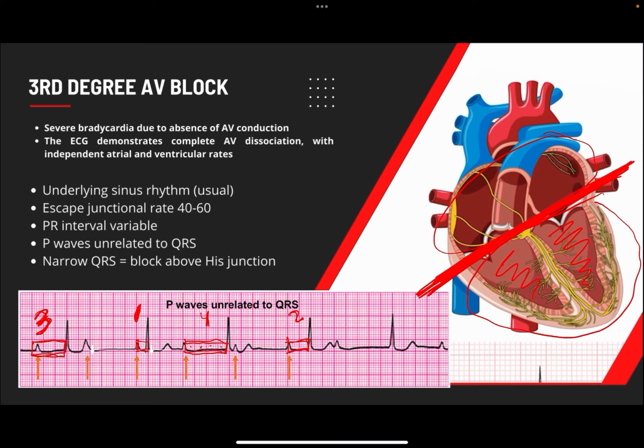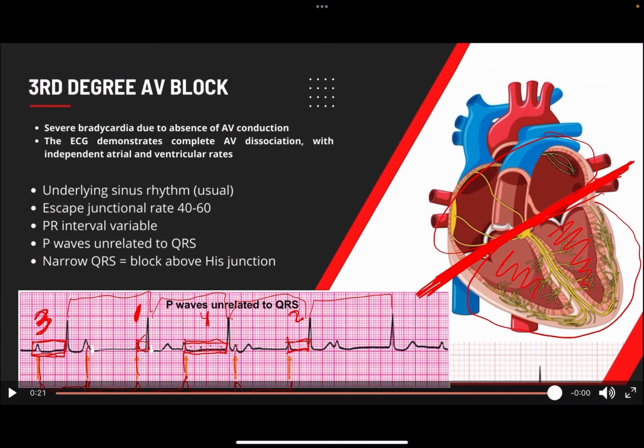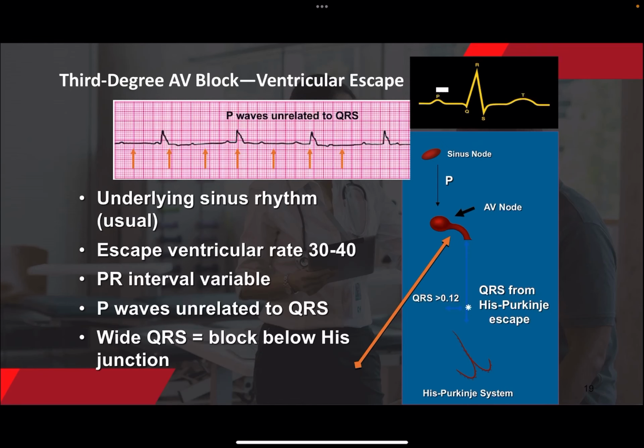And then this wave there that you're seeing with the arrow, those are your atrial activity. Sometimes it could lead to more atrial activity than the QRS complex or the ventricular activity. So if you measure this, and then you measure this, and you measure this, these are regular. And then if you measure this, and this, and this, these are also regular. So third degree AV block, ventricular escape.